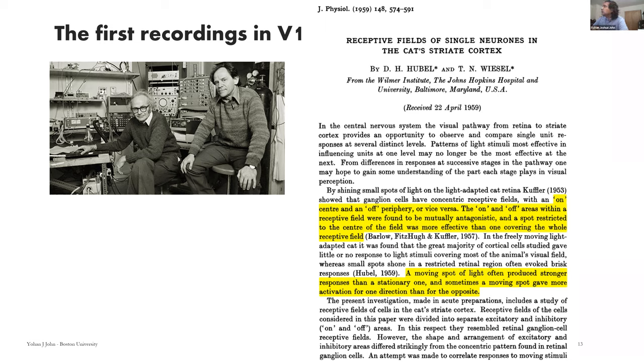And so here they basically take forward Kuffler's research program. They show, by shining small spots of light on the light-adapted cat retina, Kuffler showed the on center and off periphery. These on and off areas within a receptive field were found to be mutually antagonistic, and a spot restricted to the center of the field was more effective than one covering the whole receptive field. Very, very useful to keep that kind of thing in mind.